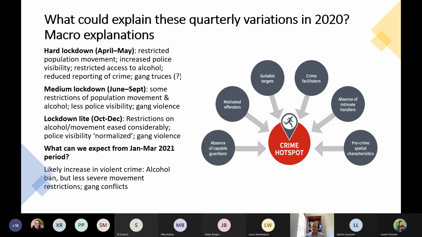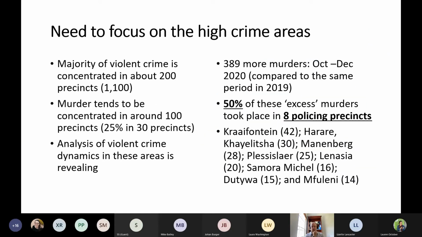Then I just want to go into a further analysis of the most recent period, the period from October to December, and drill down a little bit to try and understand why we've seen these increases in violent crime. An important thing always about violent crime within South Africa is that it is not evenly distributed across the country. It is concentrated in a number of areas.